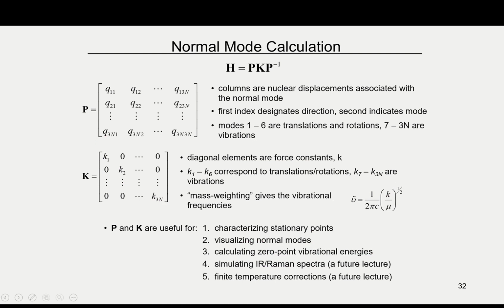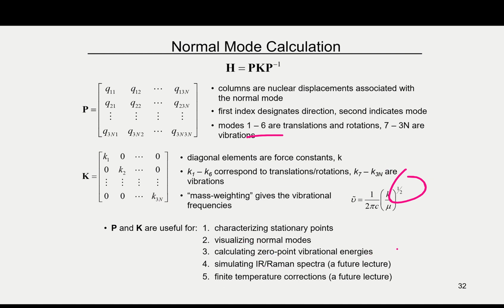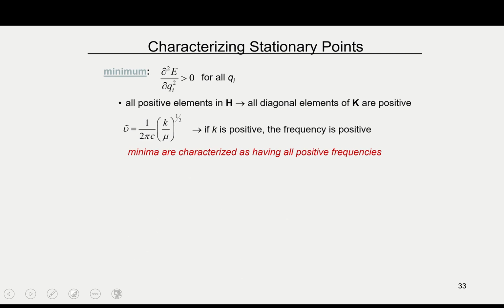So these are the five points you should know for the usefulness of P and K: if you want to know about the stationary points, if you want to visualize, you can get the zero-point vibrational energy, IR Raman spectra, finite temperature correction. These are the future lectures.